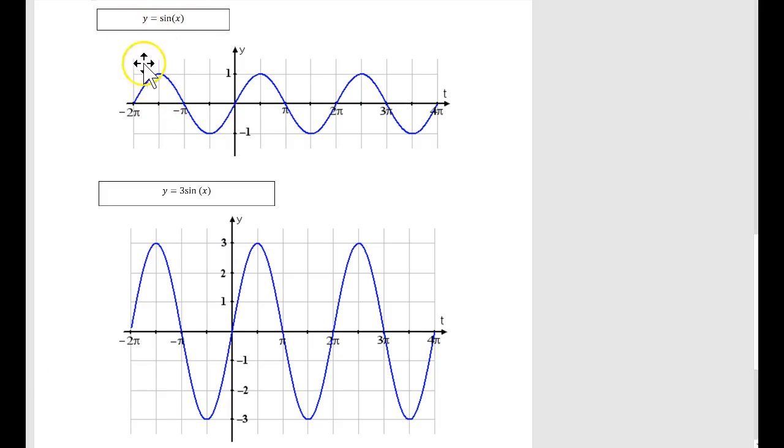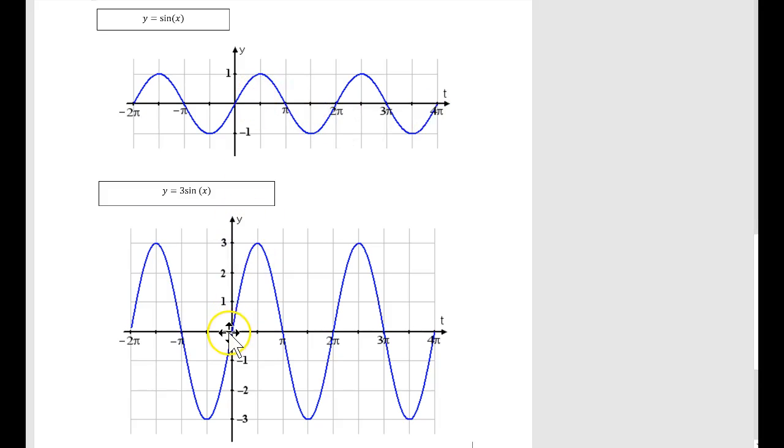Our top function here is a basic sine curve function, so y equals sine of x. And we can see that it has a period of 2 pi, so that means at every 2 pi radians, or 1 full revolution, it's going to repeat itself. And we've got an amplitude of 1, which means it goes up to 1 and down to -1. So the maximum distance from that midline around which it oscillates is going to be 1.